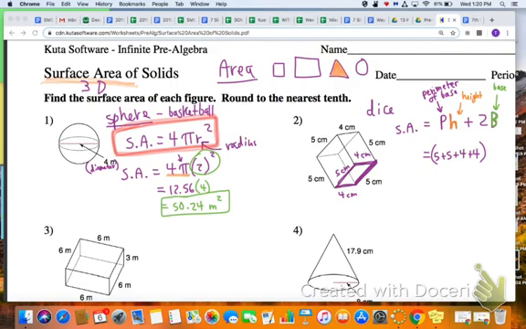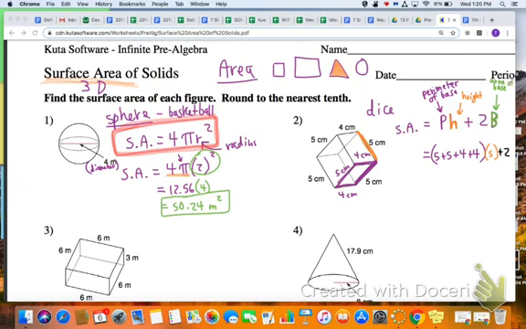My height, how tall is this box? If I start at the base, how tall is it? Well, it's this height right here, 5. So I'm going to take that times 5 plus 2 times the base, okay? And when we talk about the base, I should have written area. We want to know the area of the base.